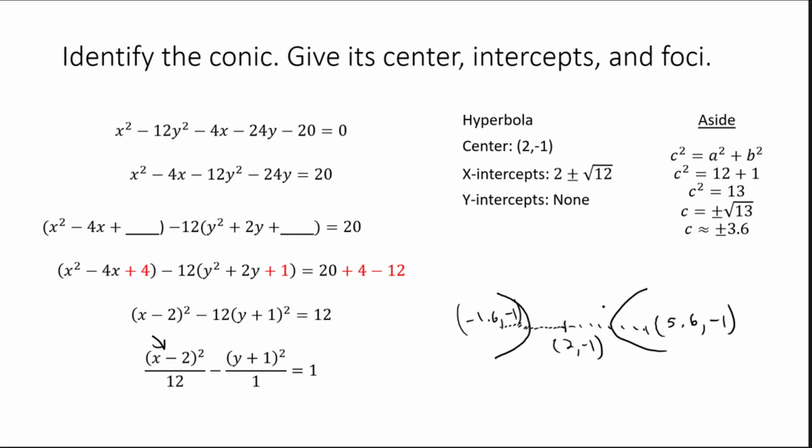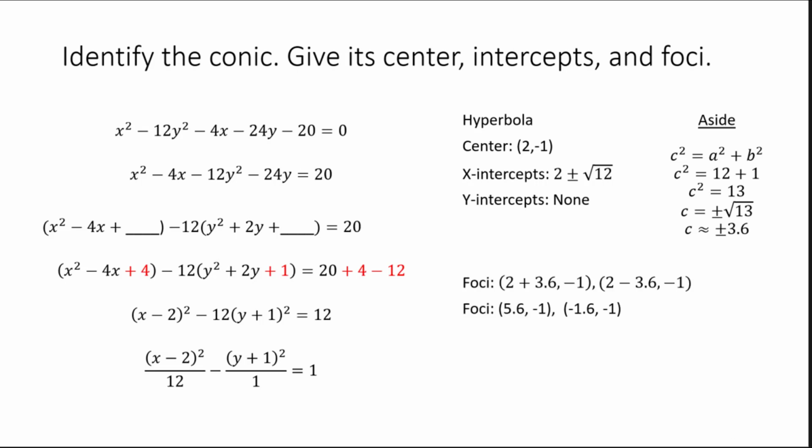All right, so we have to add and subtract that from the x value to move it left and right to find the foci. So we have done what this question asked for. We found the center, we found the intercepts, and we've also found the foci.